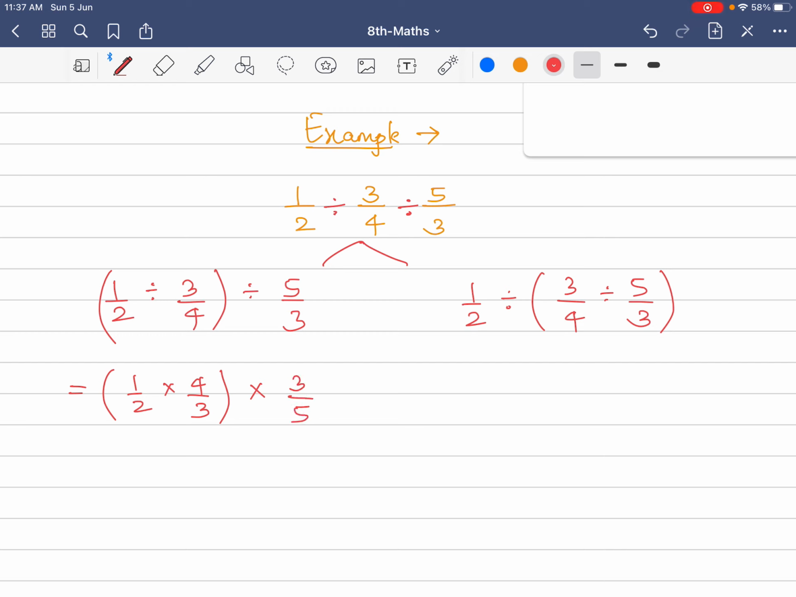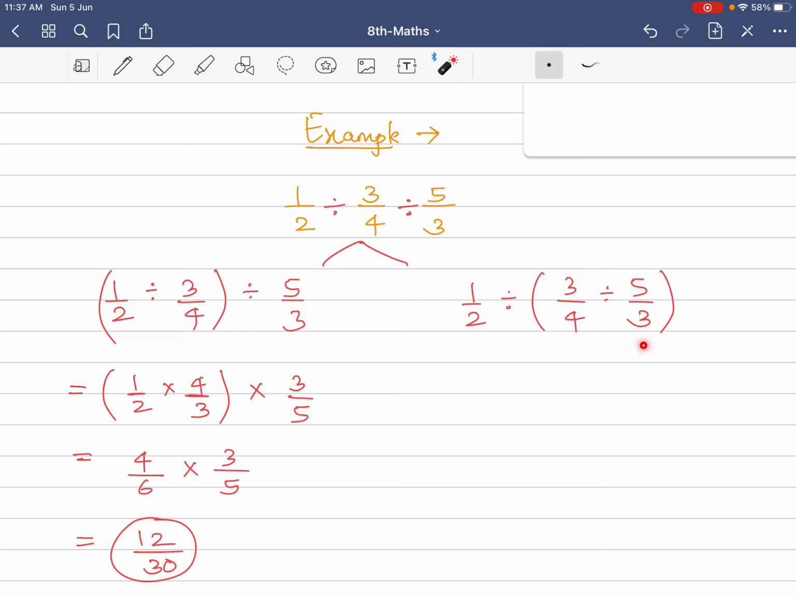Okay, we just take the reciprocal of the divisor, and now this basically becomes similar to the multiplication of three rational numbers. So now we multiply the numerators. 1 into 4 is 4, the whole divided by 2 into 3 is 6, multiplied by 3 by 5. Once again, just multiply the numerators and the denominators. So 4 into 3 is 12, and 6 into 5 is 30. So 12 by 30 is the answer here.